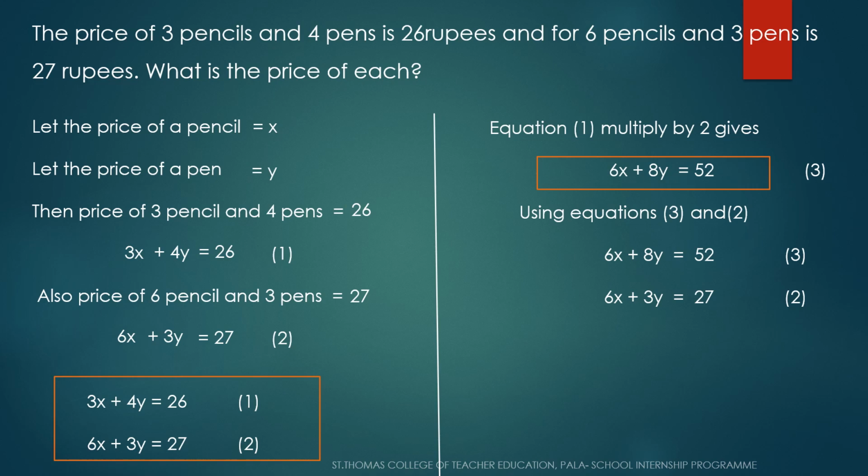Now you can easily tell me what you are going to do next. Yes, very good. We will subtract. What do we get? 6x minus 6x is 0x. 8y minus 3y is 5y. 52 minus 27 is 25. So we got 5y equal to 25. My question is, what will y be? Yes, y will be 25 divided by 5, by the method of inversion, and we get 5. See, we found the value of y as 5.